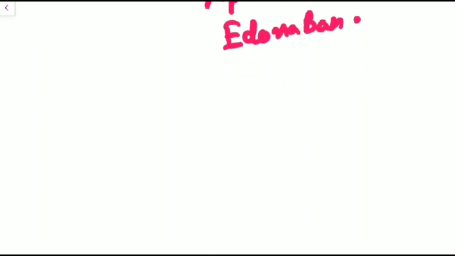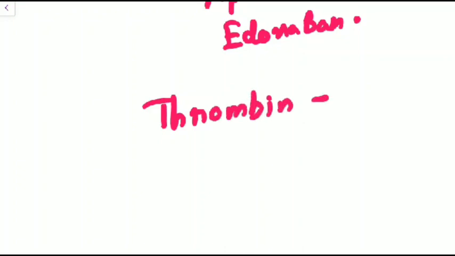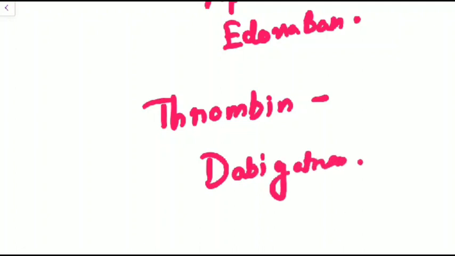And the third group is thrombin inhibitor, and the example is dabigatran. So this is oral. So dabigatran is oral, and argatroban, lepirudin and bivalirudin, these are direct thrombin inhibitors which are parenteral.